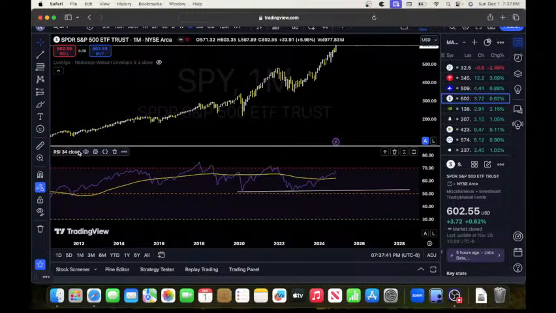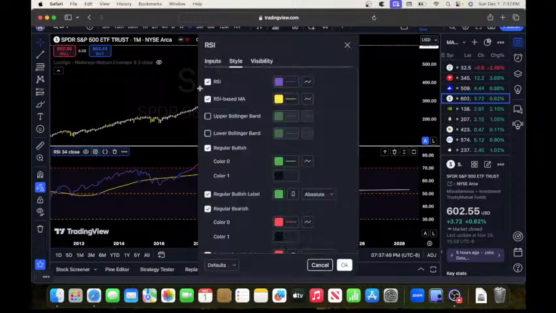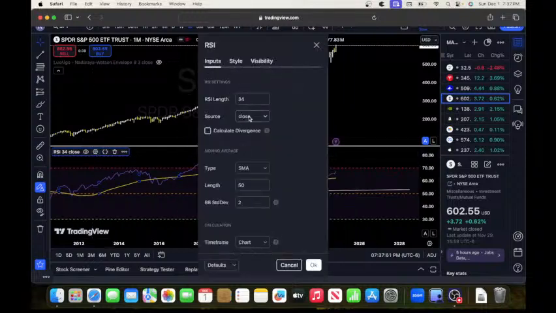Now, if I go to my settings, you go to inputs, and you're going to pretty much watch the 34 on the RSI length, and then for the actual moving average length, I'm looking for 50. That's just my two settings, only because I like to catch it in swing trading movements.